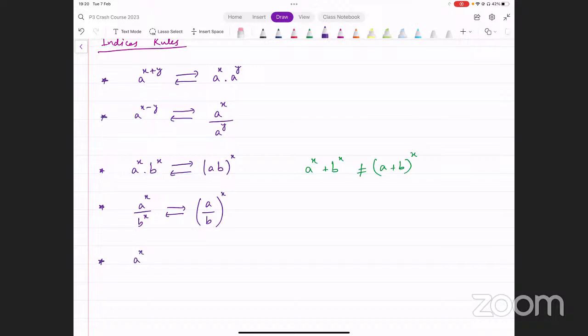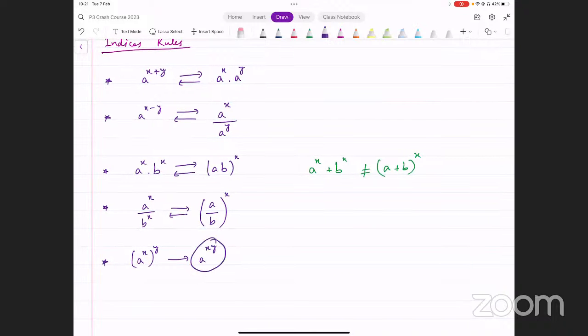There's one more that's really important. If you have A raised to power x whole raised to power y, that becomes A raised to power x into y. And it also works the other way around. If you have something like this written, you can write it in this form, A raised to power x whole raised to power y.